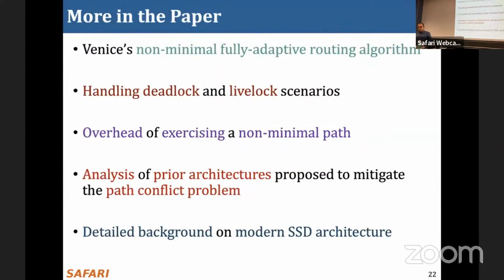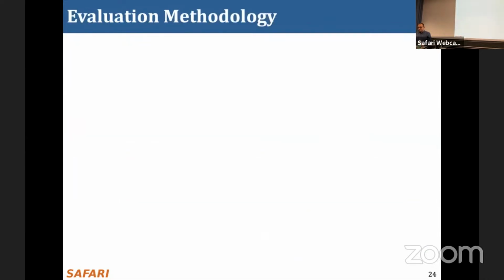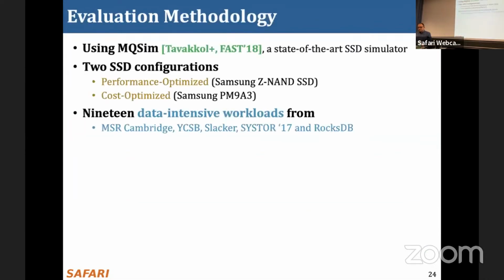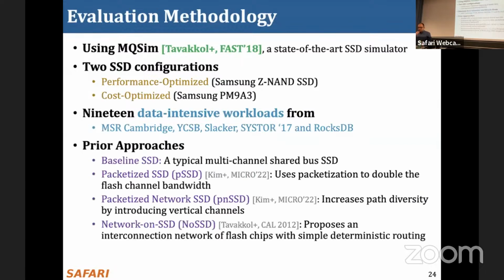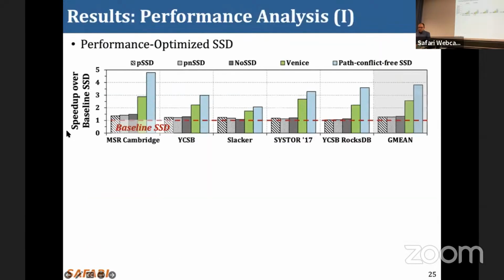There are a lot of interesting results in the paper. You can check. Again, we use MQSim, and we had two SSD configurations: performance optimized and cost optimized. This Samsung NAND SSD is one of the performance optimized SSDs. They use smaller pages, like 2 kilobytes, 4 kilobytes, as we also discussed yesterday. We also use different data-intensive workloads and a lot of baselines.